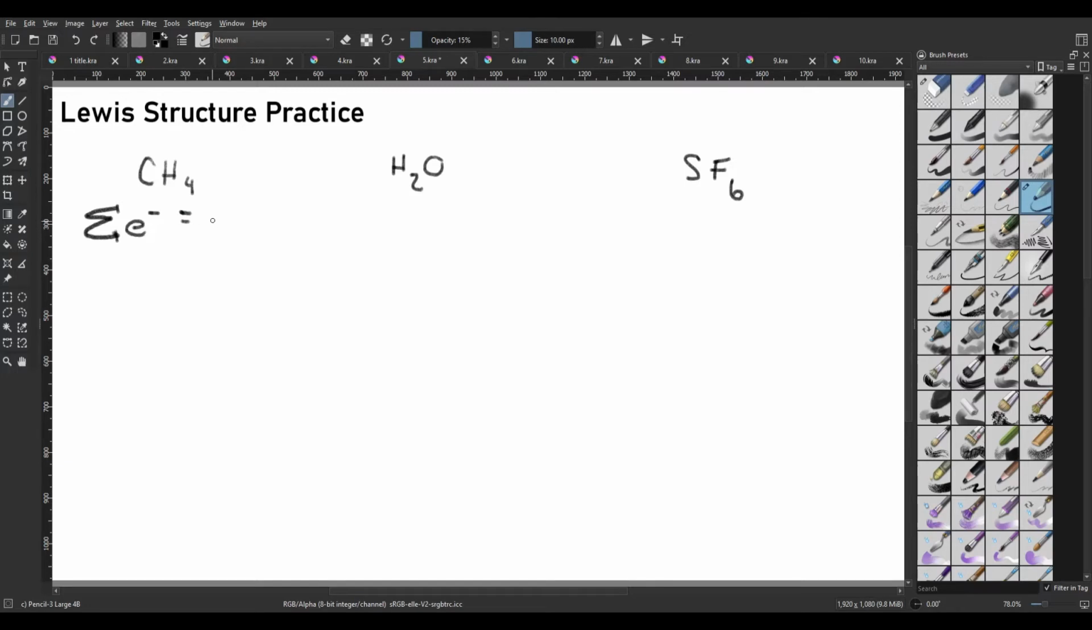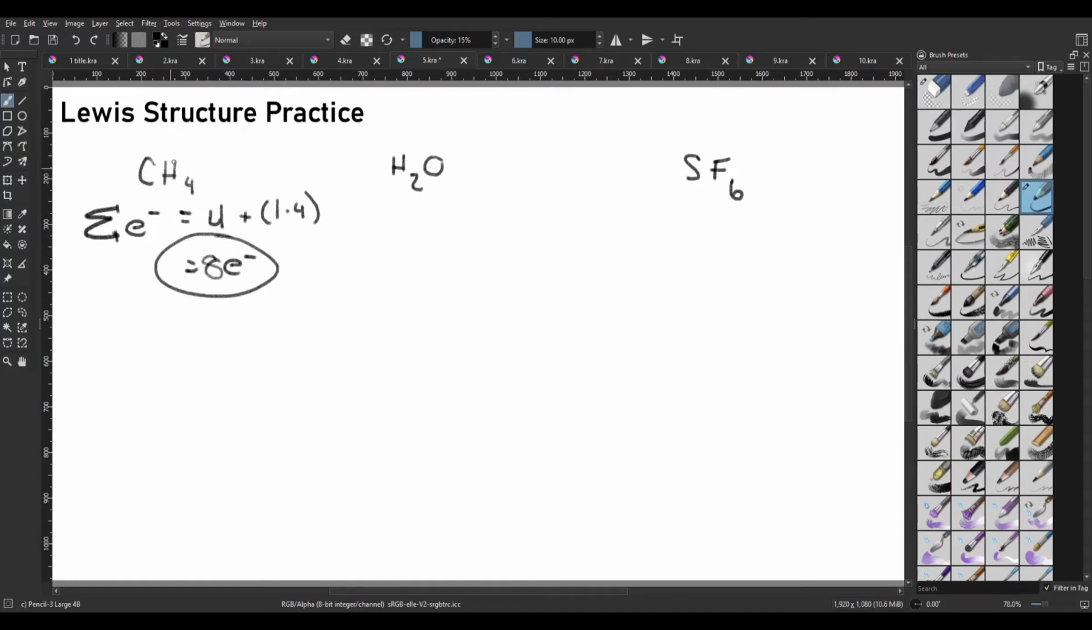So carbon has 4 valence electrons. Hydrogen only has 1. It's the first element on the periodic table, so it's only got 1 valence electron. But because there's 4 of them, we're going to multiply that by 4. So 1 times 4 is 4, plus 4, and 4 plus 4 is in fact 8. So we have 8 valence electrons here in our Lewis structure that we need to use.